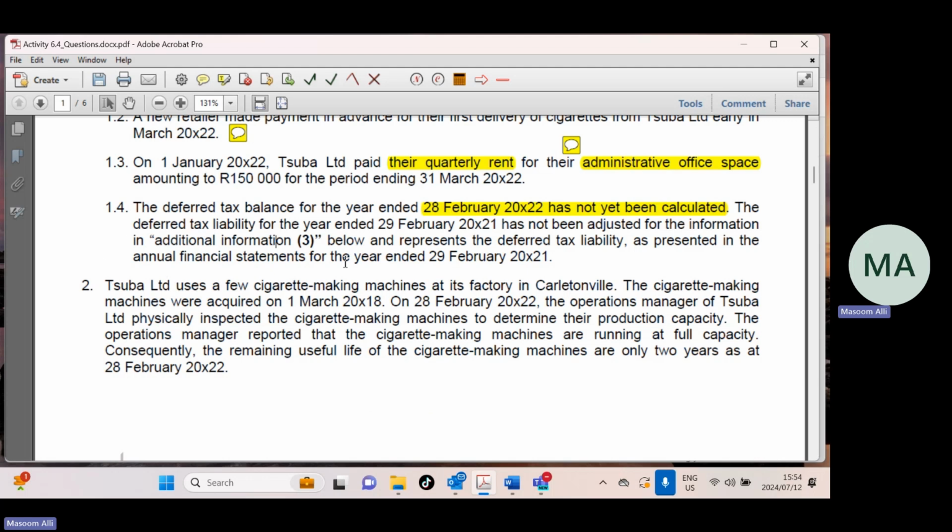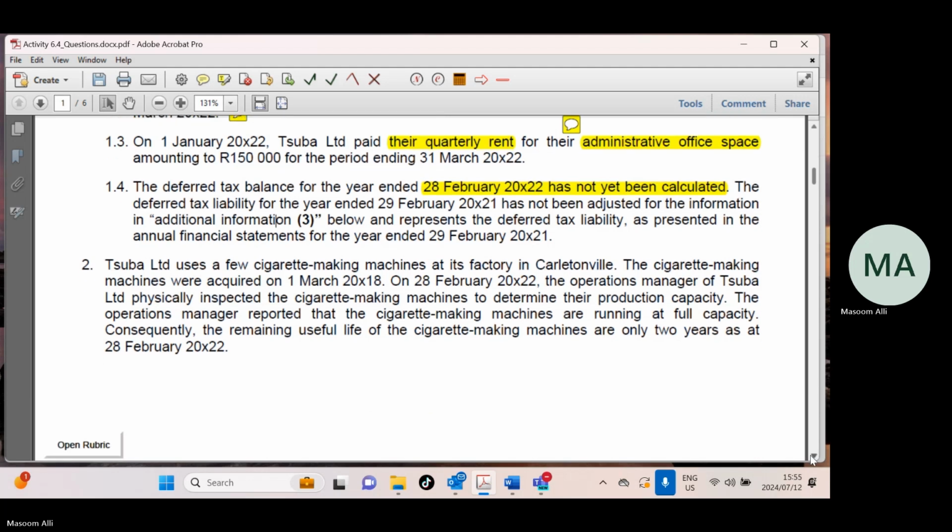A lot of the marks are there, right? And like we said, it represents the deferred tax liability as presented in the annual financial statements for the year ended 29 February 2021. So unless they tell us somewhere that there was a prior period error and this was wrong, which is not going to be the case because they've already told us to assume that it's correct, this is what you can use as the opening balance. Because you guys know how you get to the movement in your deferred tax: the closing balance of your deferred tax less your opening balance gives you your movement in your deferred tax that you take into your income tax calculation. Right.